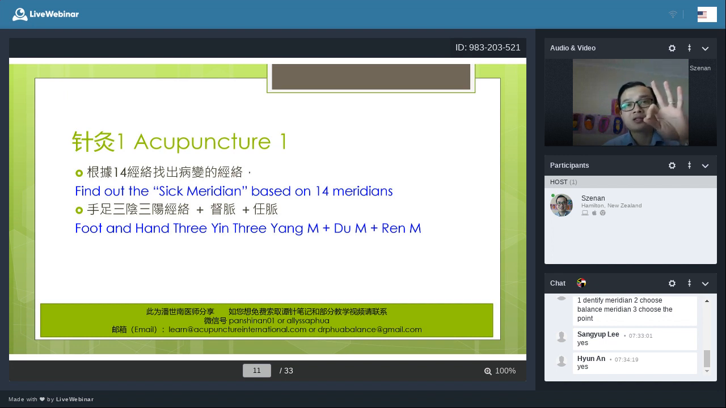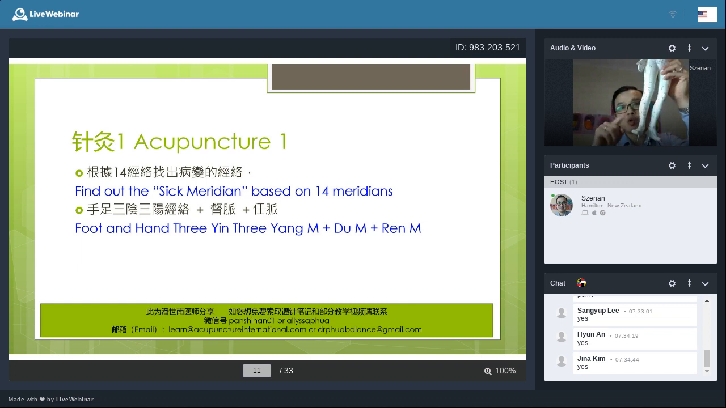So hand 3 yin and 3 yang meridians on the hand, that's 6 meridians, right? Then foot 3 yin and 3 yang, that's another 6 meridians. So that's 12 meridians in total. Then plus 2 meridians and 1 meridian, that's 14 meridians.